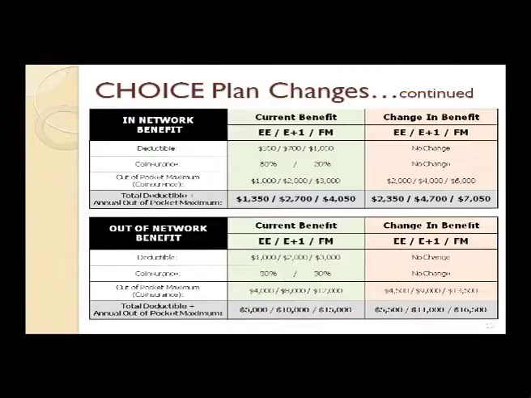Your out-of-network benefit, there's no change in deductible or coinsurance, but your out-of-pocket increased $4,500 individual, $9,000 employee plus one, $13,500 for a family plan.